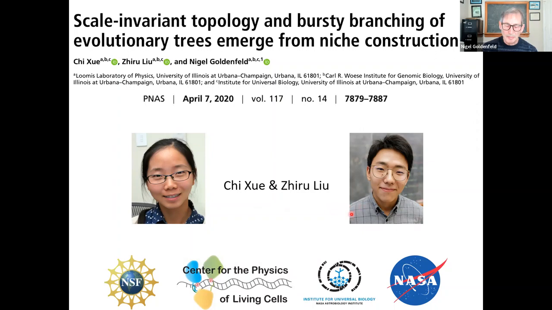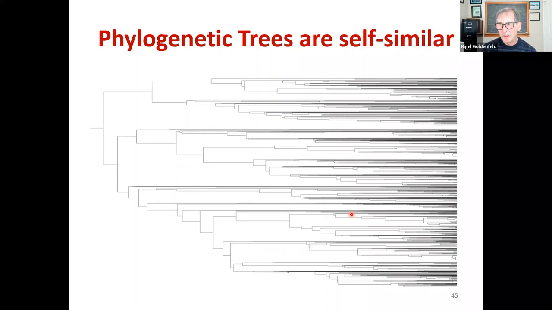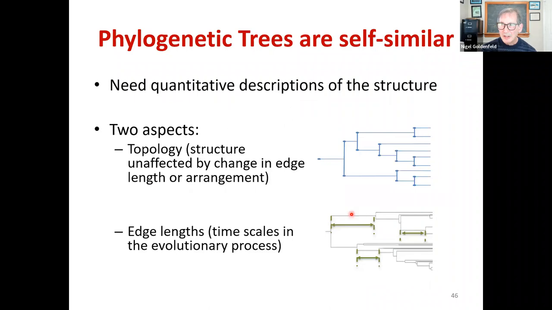So phylogenetic trees obviously look very complicated. Here they are, and you can look at them and see, well, maybe they seem to be so similar. I blow up that little bit of it. You can't tell what was the slide beforehand, at least statistically. So let's try to quantify this in a bit more precise way. I'm going to show you two quantitative descriptions of the structure of phylogenetic trees. One is the topology, and one is the metric structure.